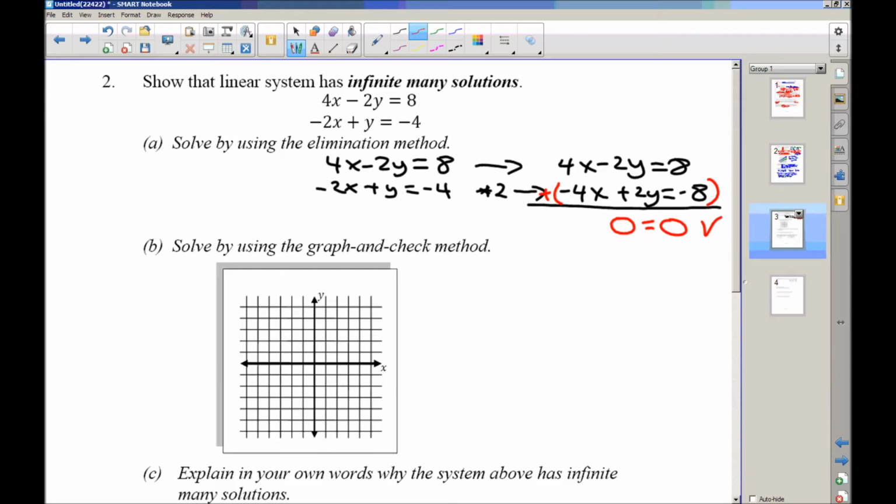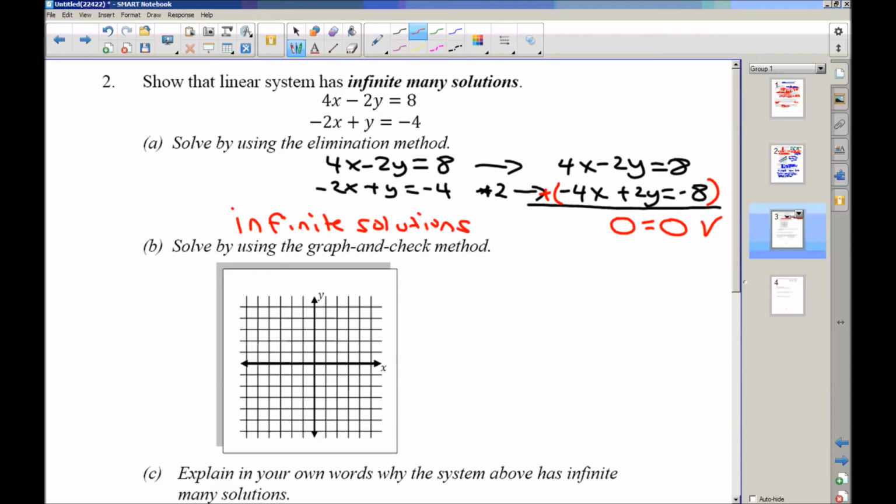Now what remained was a true statement. So this is why we have infinite many solutions. Now it doesn't mean that every point on the whole grid works. It just means that both lines are the same. So every point on one of the lines, which is also the same point on the other line, works.